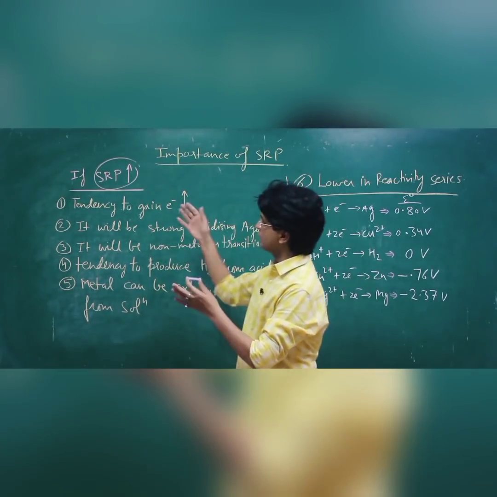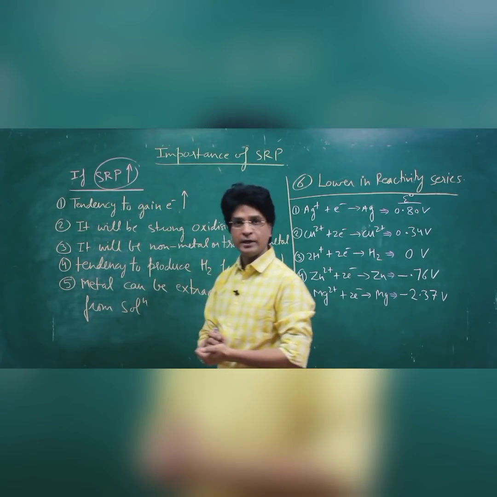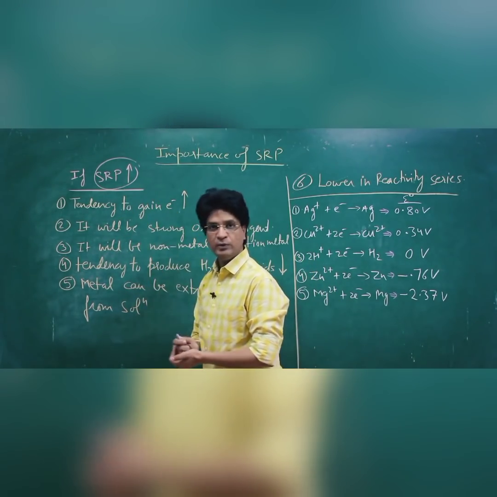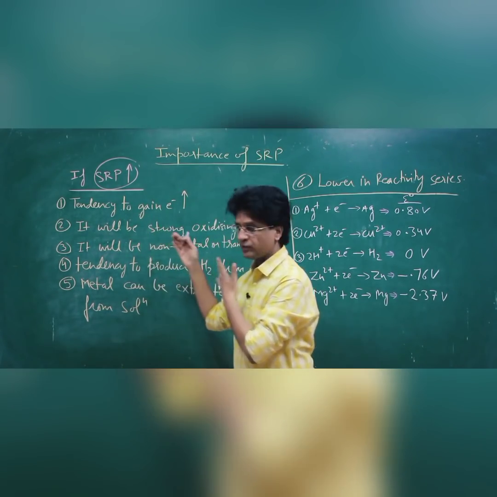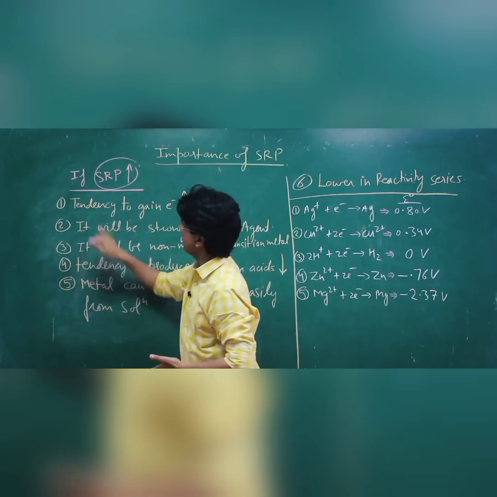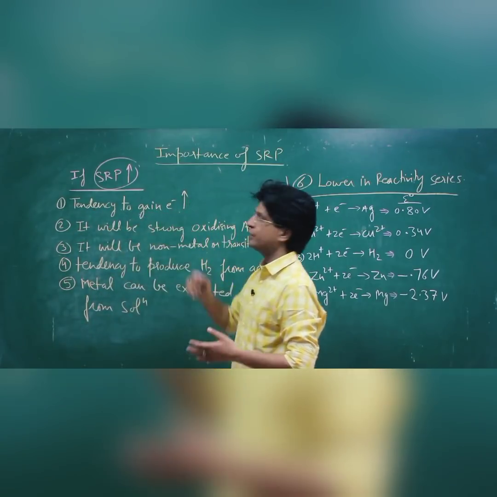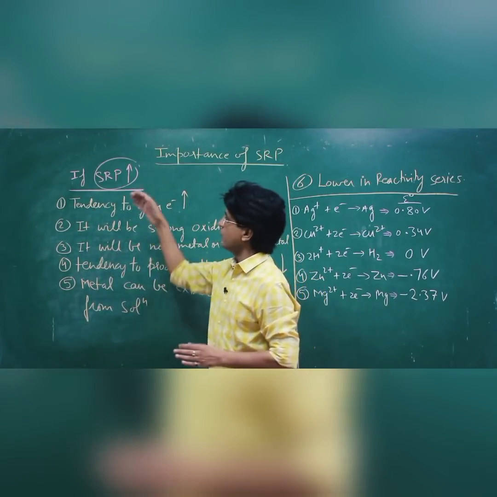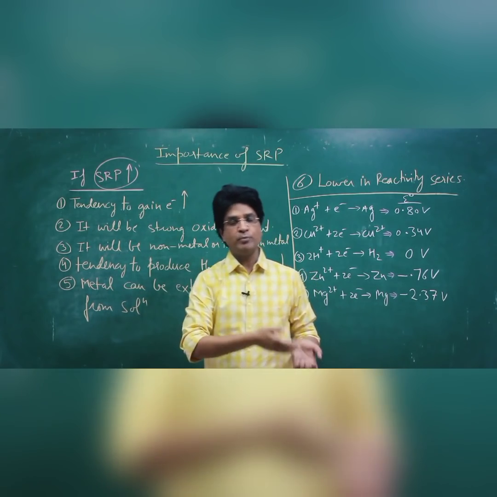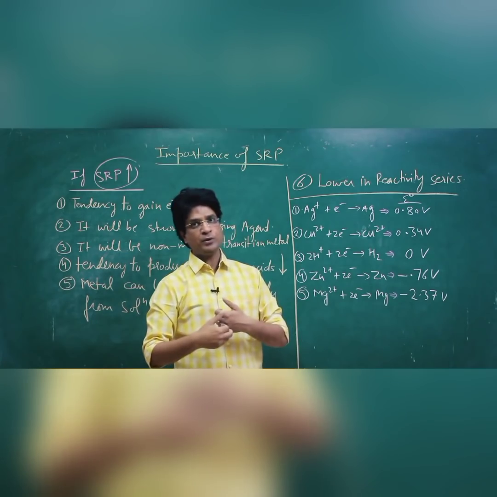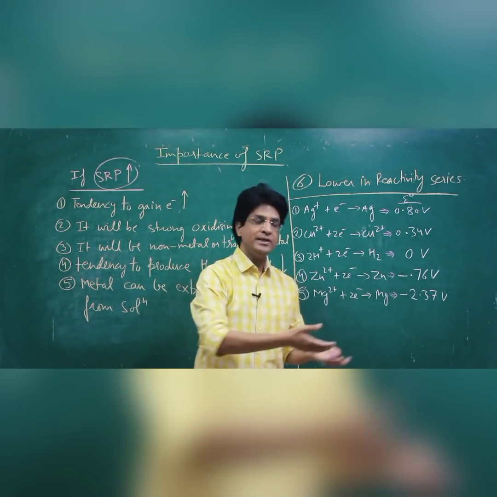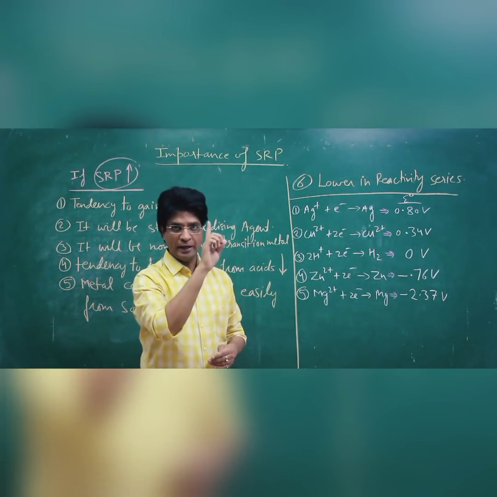So students, many a times NEET has been asking questions based on the importance of SRP. So here I am discussing if the standard reduction potential value is higher, then what can be the consequences? We are going to discuss that. If SRP is higher, tendency to gain electron will be higher. SRP means standard reduction potential, tendency to get reduced, tendency to accept electron. If SRP is higher, tendency to accept electron will also be higher.